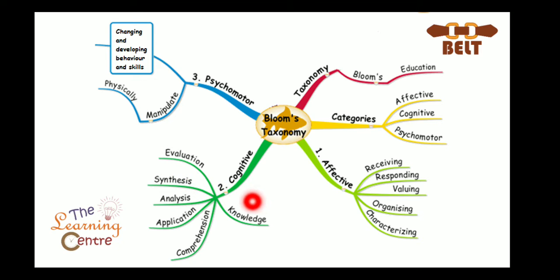So these are the six levels, and the lower three, knowledge, comprehension, and application, are called LOTS, lower order thinking skills, and then we have higher order thinking skills: analysis, synthesis, and evaluation. Finally, we have psychomotor, which has to do with manipulation and the physical abilities of handling different things. For example, drawing an angle with a protractor, using a compass, or drawing a straight line. All of these physical skills have to do with psychomotor. So this is Bloom's taxonomy.